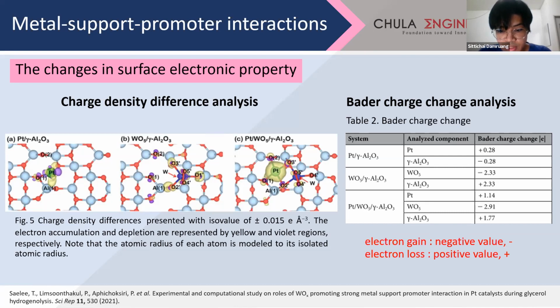The tungsten species now gains up to minus 2.91, while the electron loss in the support is lower than in the case without platinum, with a value of 1.77, and the platinum atom transfers electrons to the tungsten species, losing plus 1.14, which is much higher than in the platinum gamma alumina system.